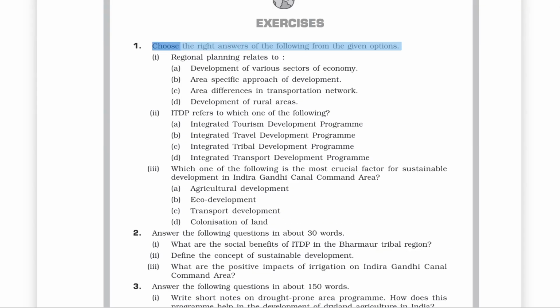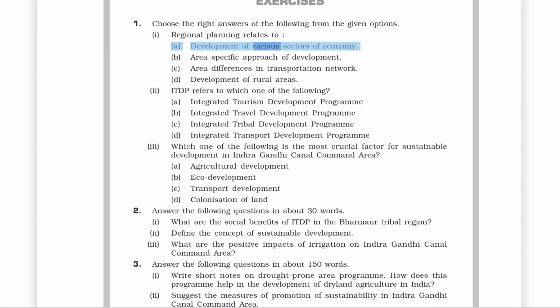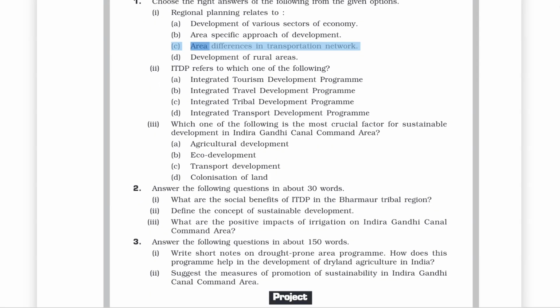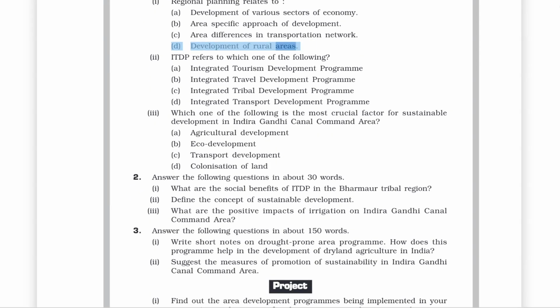1. Choose the right answers of the following from the given options. A. Development of various sectors of economy. B. Area-specific approach of development. C. Area differences in transportation network. D. Development of rural areas.